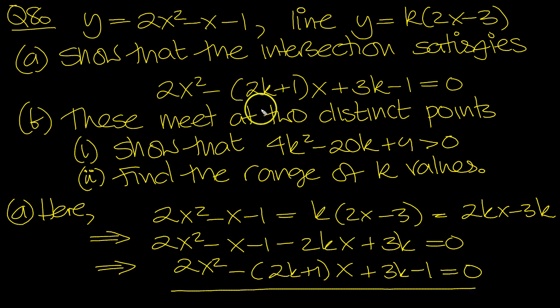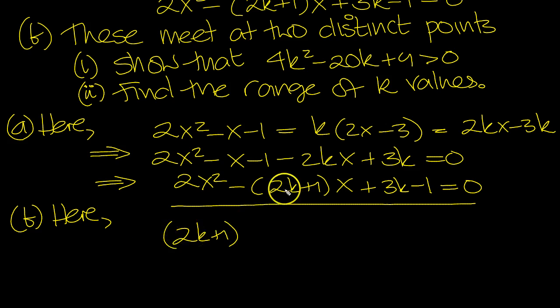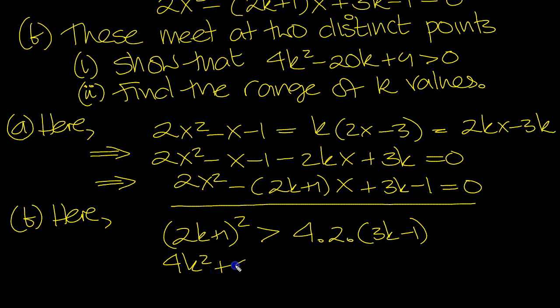Now these meet at two distinct points. So for that to be the case, the discriminant is positive. So b squared needs to be greater than 4 times a times c. B squared is this, (2k plus 1) squared; the minus squared will be a plus. It is greater than 4 times a, which is 2, times the c, more than one term, put a bracket. So we end up with 4k squared on this side, plus the 4k when we expand the bracket, plus 1, is greater than 8 3s are 24. Okay, 8 times minus 1 is minus 8.